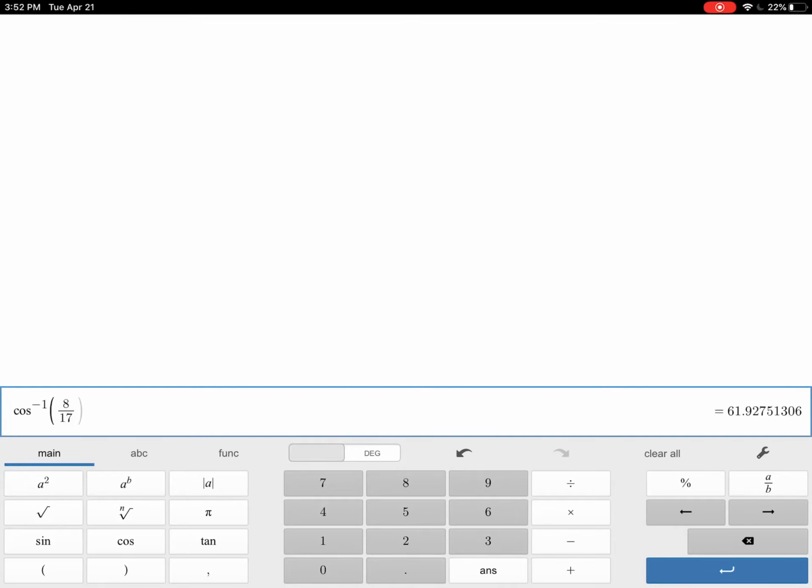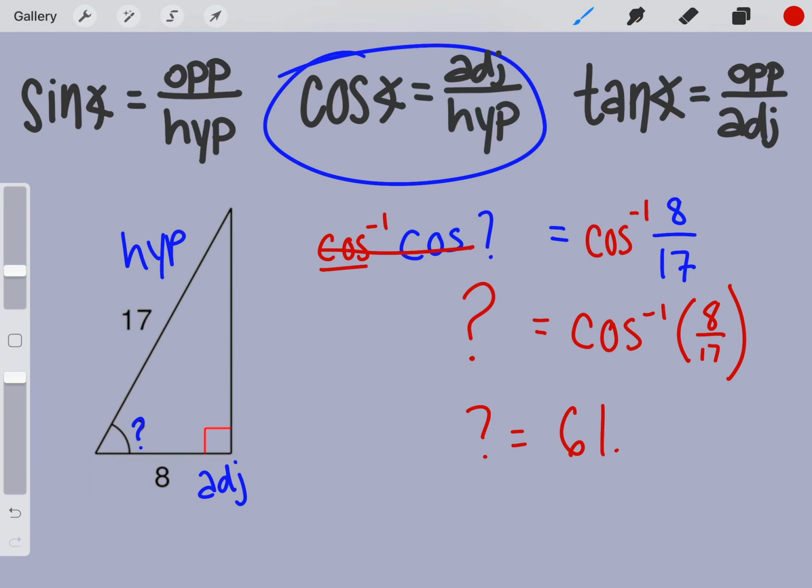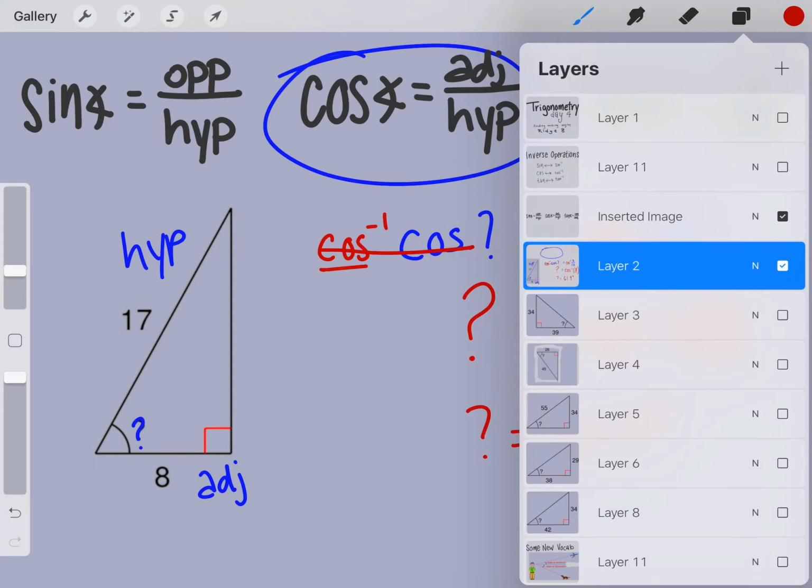It's 61.9275 and so on. Today we're going to be rounding to the nearest tenth. So it's going to just be 61.9. Since question mark is representing an angle, it's going to be 61.9 degrees. All right, I'm going to do another one just like that, walk you through step by step to hopefully make it a little easier to understand.